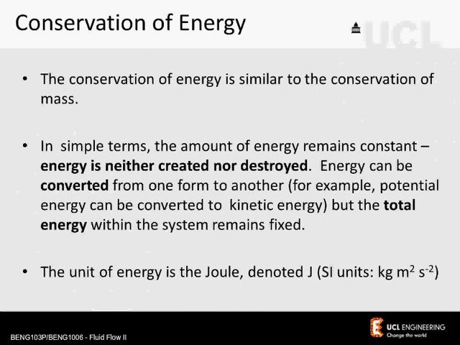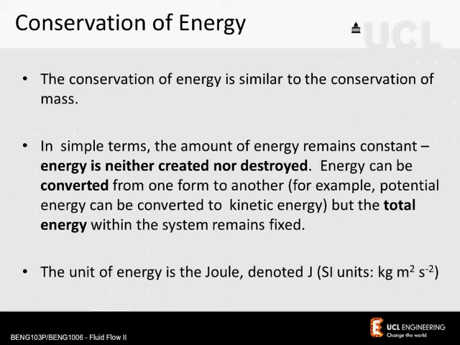Energy can be converted from one form to another. For example, potential energy can be converted to kinetic energy. If you drop something from a height, before you drop it, it has potential energy, and after you let go of it, that potential energy is converted to kinetic energy. But the total energy within a system remains fixed. It can transform from one form to another, but the energy overall remains fixed.